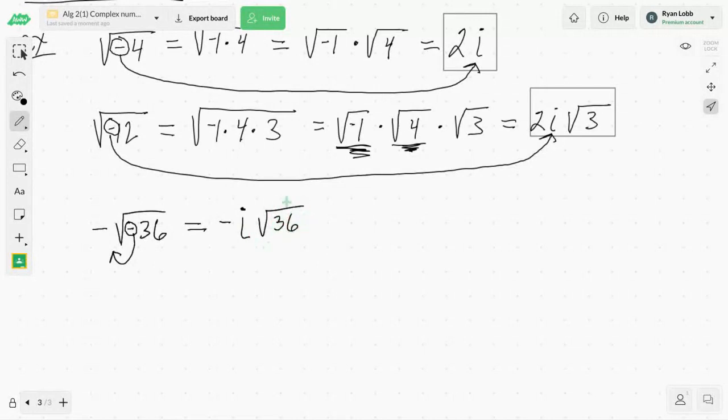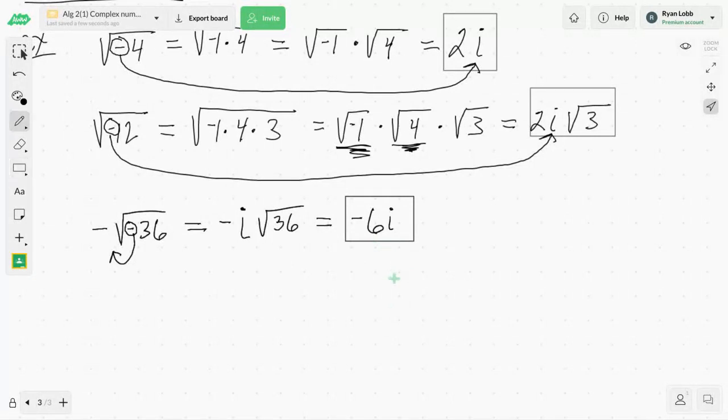And you say to yourself, well, does the square root of 36 simplify? Can I simplify the square root of 36? Yeah. 36 is a perfect square, so I have what? Negative 6i. Okay, there's that one. The negative square root of negative 36 simplifies to be negative 6i.